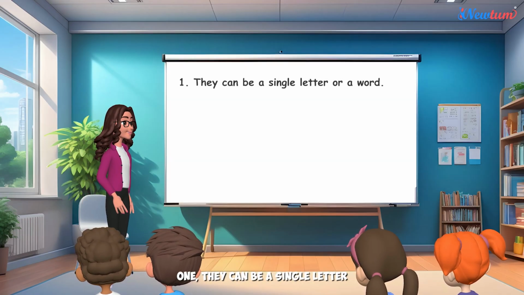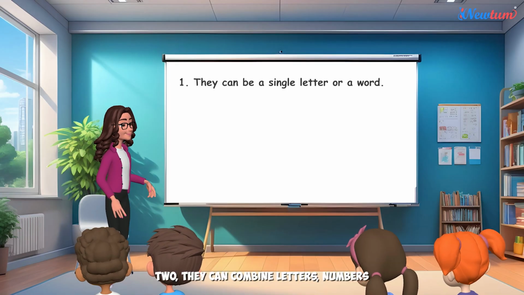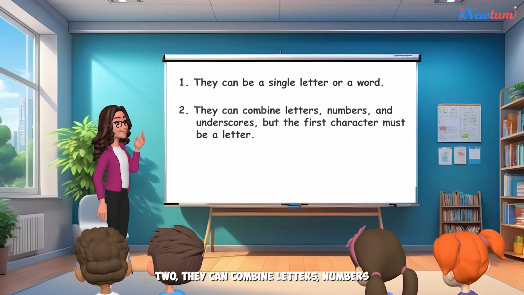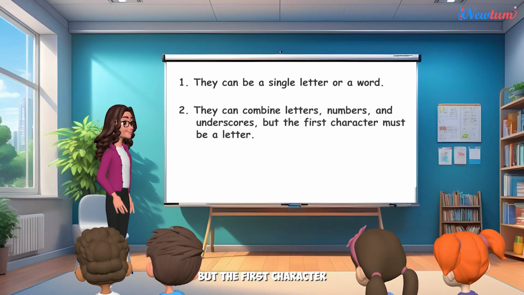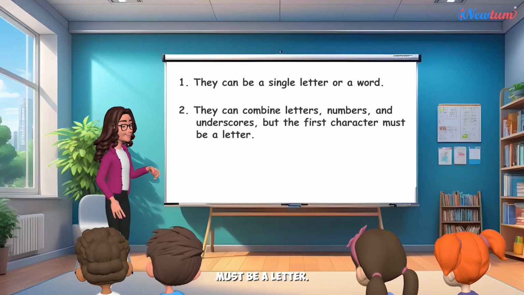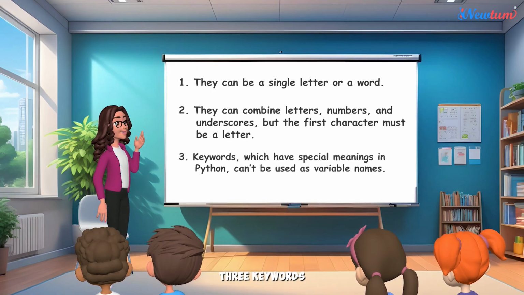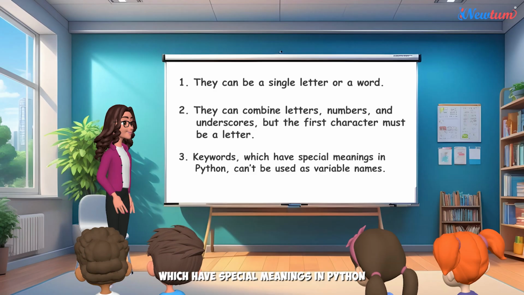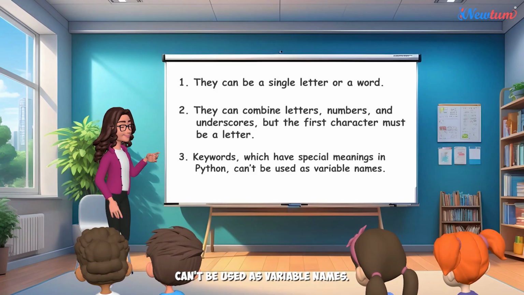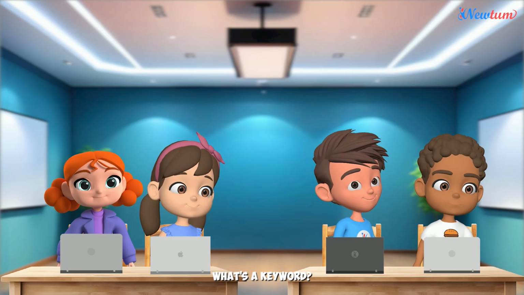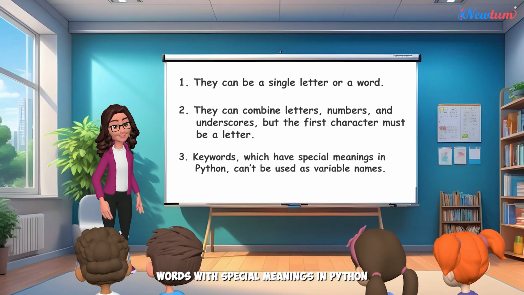1. They can be a single letter or a word. 2. They can combine letters, numbers, and underscores, but the first character must be a letter. 3. Keywords, which have special meanings in Python, can't be used as variable names. What's a keyword? Words with special meanings in Python.